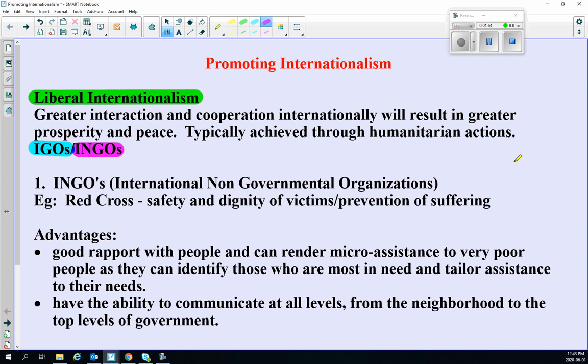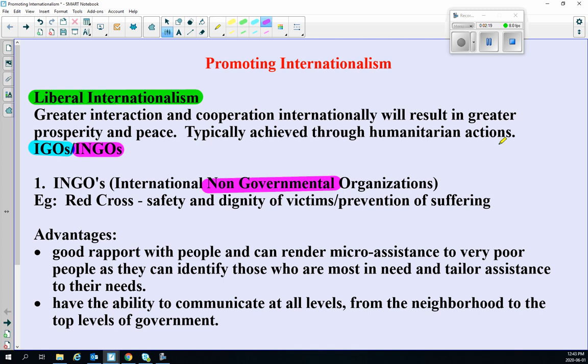The other brand of organization we'll look at today is INGOs, international non-governmental organizations. I don't know why they thought of this terminology. I don't know what they were thinking. It's confusing, but an INGO is a non-governmental organization. And so a good example of that would be maybe the International Red Cross.